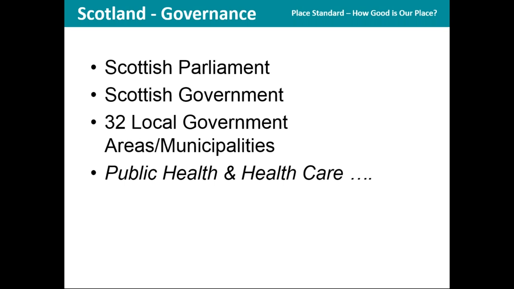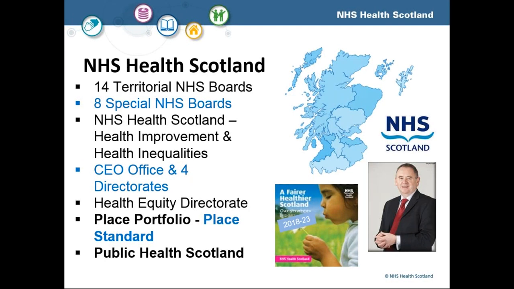How are we governed? We have got our own Scottish Parliament. We of course are part of the UK, but we have got our own Parliament. We've got our own government as well. And at a local level, we've got 32 municipalities. As far as how we manage our public health and healthcare and treatment, it is spread over 14 territorial NHS boards, that's geographic boards. We've got 8 special boards where it's deemed appropriate to manage at a national scale.